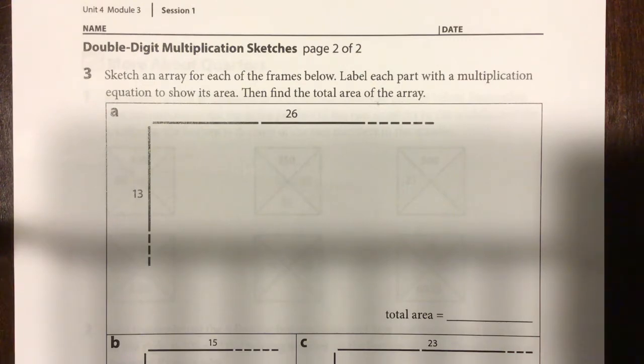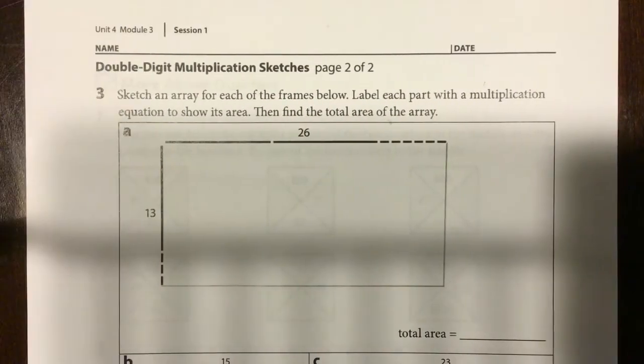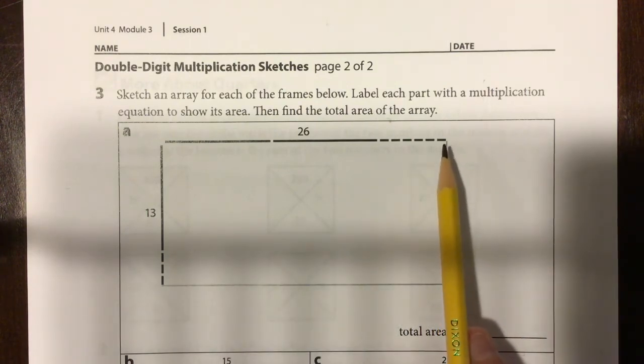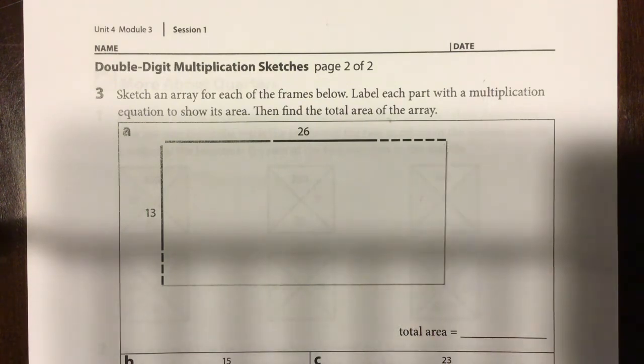In this page, we're going to use the box method or the area model to show what 26 times 13 looks like. So I'm going to show you first how to sketch an array for the frame below. First, you're going to use a ruler and a pencil, and you're going to finish the rest of this rectangular array. So you can see that I added the bottom length and the right side of the width. Go ahead and do that first.